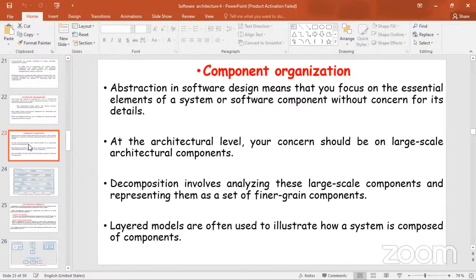So let's look at the component organization. The first thing is abstraction. So what's abstraction? Abstraction in software design means that you focus on the essential elements of a system or software component without concern for its detail.